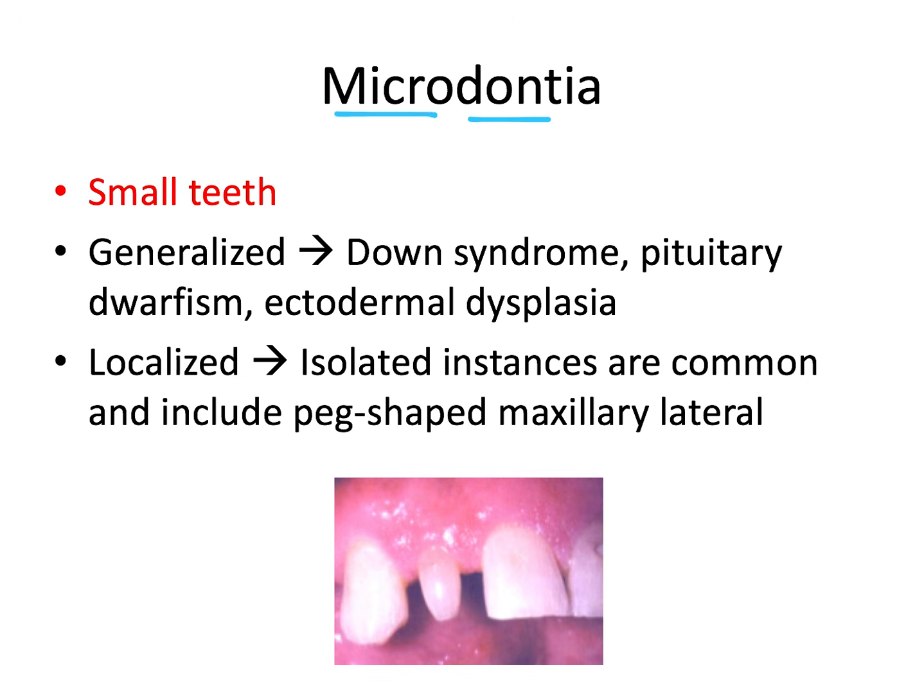Or this can manifest in a localized form, where you have isolated instances like one tooth or two teeth or just a couple. And this most commonly includes the peg-shaped maxillary lateral, or peg lateral that you can see right here. Peg laterals are often transmitted as an autosomal dominant trait, interestingly enough, but it has variable expressivity and incomplete penetrance, which means if your parents have them, it doesn't necessarily mean you're going to have them or have them to this degree of severity.